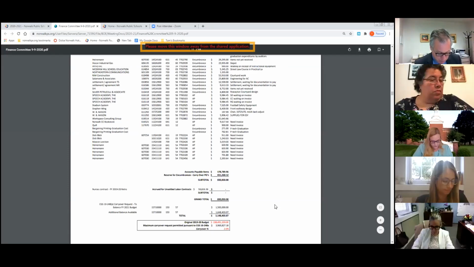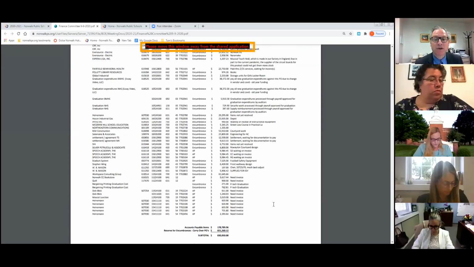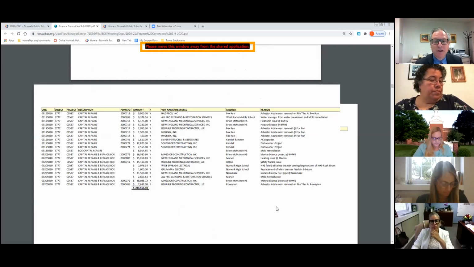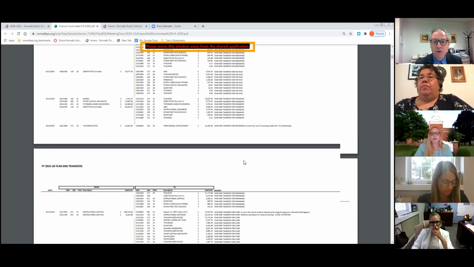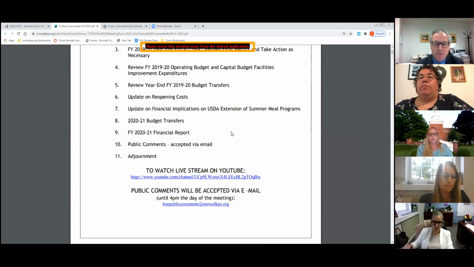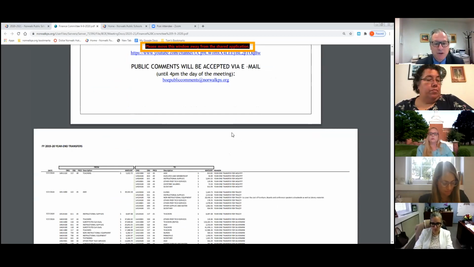I guess the next item on the agenda, I'll scroll back up so we've got the agenda in front of us. Then I'll come down to the backup. The next item on the agenda is the review of facilities operating budget and capital budget facilities improvement expenditures. The chair requested this item on the agenda. I think there are a couple of different schedules here that address this, so I'll scroll through those and talk to them briefly and see if there are any questions.